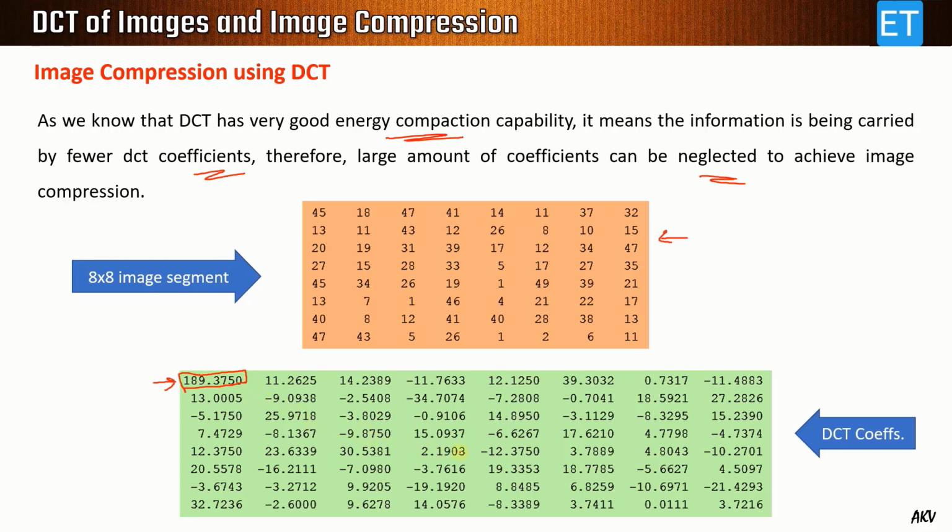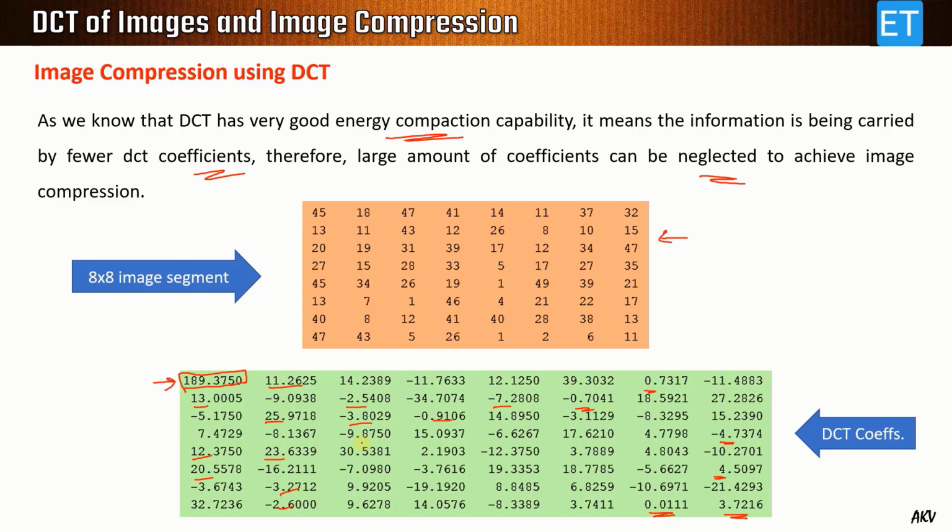And just compare the other coefficients' values. You can see they are very small in size. For example, 0.011, 3.7, -4, 4.73, 0.7, 7.2, 0.9. You can see very small coefficients, as compared to this first one. Even some larger coefficients are also there, like 11, 13, 12, 20, 25, 23, etc.